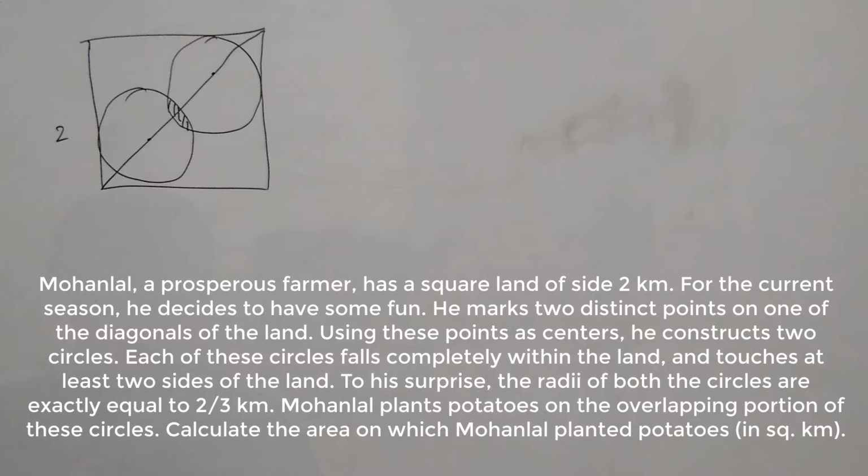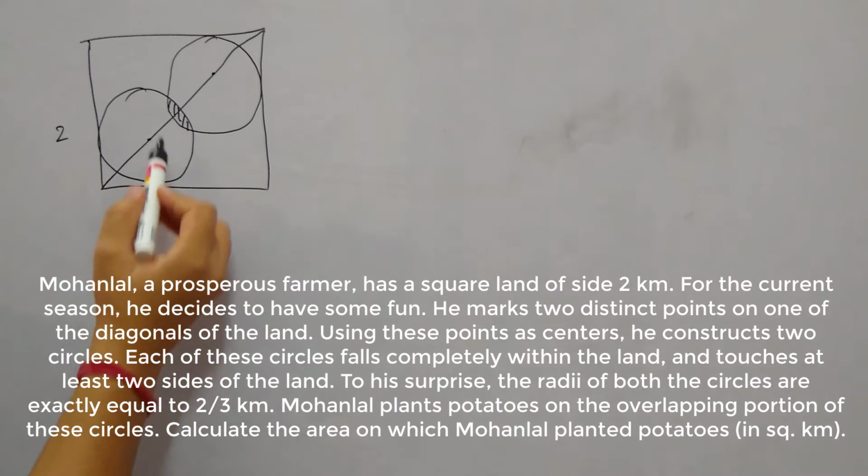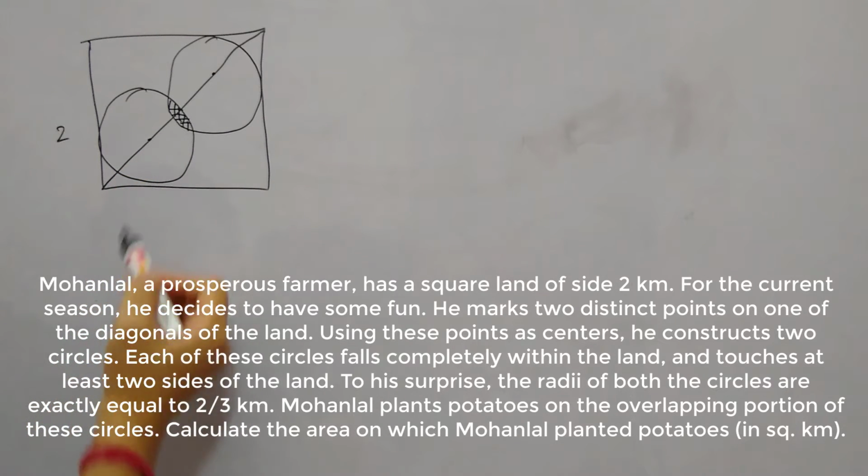Mohanlal plants potatoes on the overlapping portion of these circles. Calculate the area in which Mohanlal planted potatoes. So the shaded region is the area where Mohanlal is planting the potatoes. We need to find the area of this region.